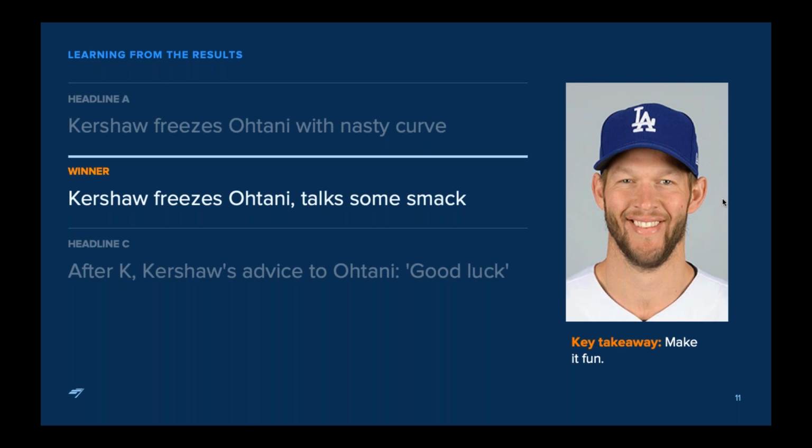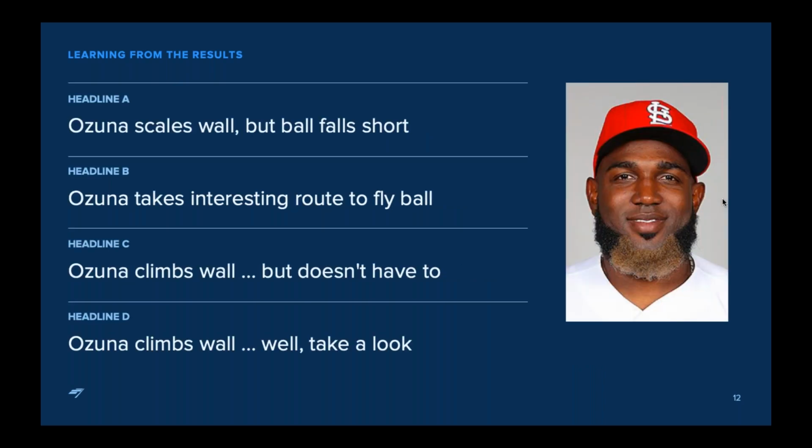If you want to go to it, this should be, yeah. So this was one where he's on the Cardinals and he obviously had this crazy play, and we wanted to make it relevant to the broader baseball audience.